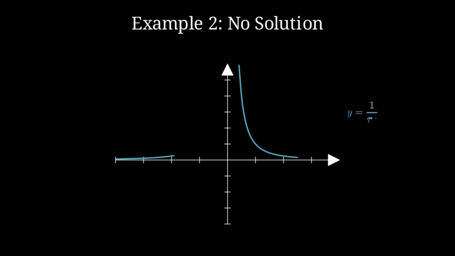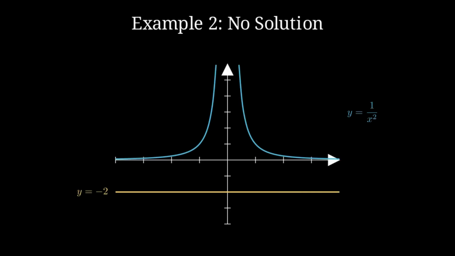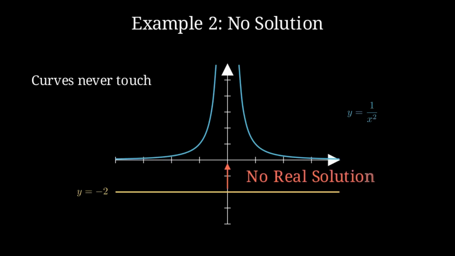Not every system has a solution. If we graph y equals 1 over x squared and y equals -2, the curves never intersect. Desmos visually confirms there are no real coordinates that satisfy both equations simultaneously.